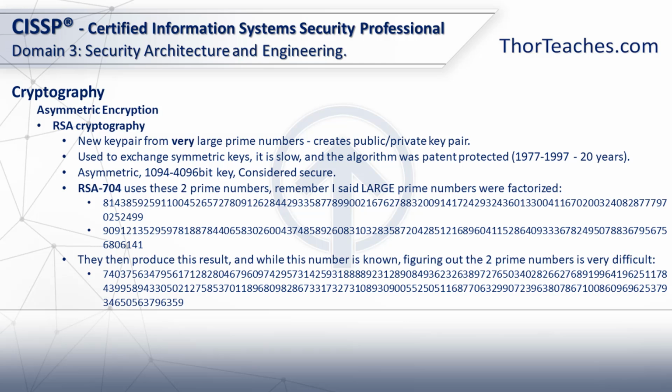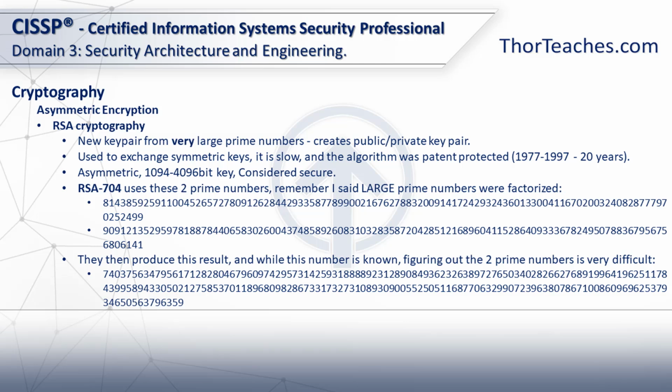Since RSA was patented in 1977, and since you already know patents last for 20 years, in 1997 it was released into the public domain. Anyone can use it without paying for it. RSA can use from 1024 bits all the way up to 4096-bit keys. It is considered secure. Below here we have an example of an RSA key.